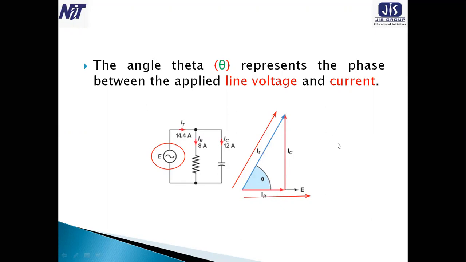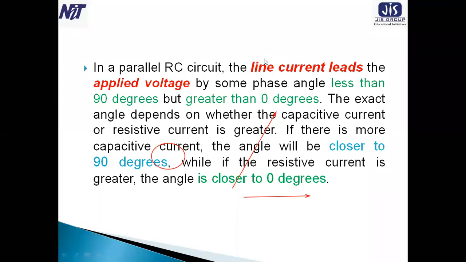Now in this slide it is clearly written that in a parallel RC circuit, the line current leads the applied voltage. Yes, the line current is obviously leading the applied voltage by some phase angle less than 90 degrees but greater than 0 degrees. Because for a purely capacitive circuit, the angle is 90 degrees, but here it is not purely capacitive, so this should be greater than 0 but less than 90 degrees.